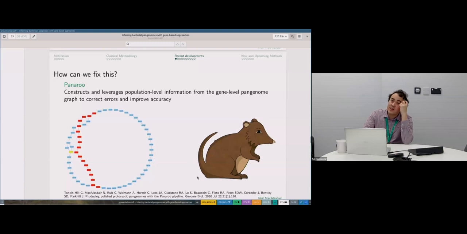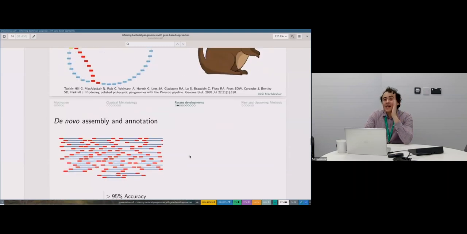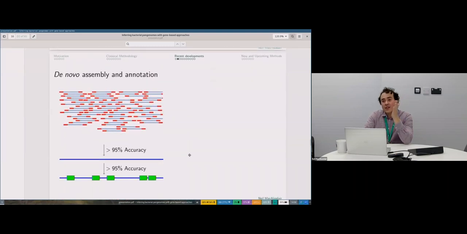The development was led by Jerry Tonkin Hill, who was doing his PhD with me at the Sanger at the time, and he was very keen to name it after an Australian marsupial, so that's why the Panaroo is the mascot, if you will, for Panaroo. What does this gene graph actually try and fix?